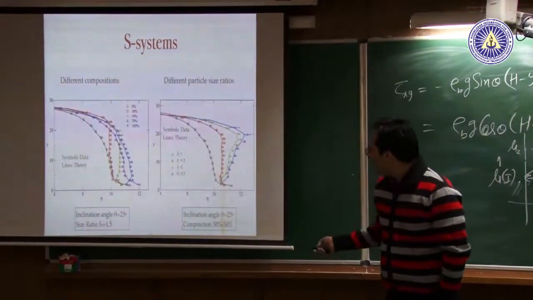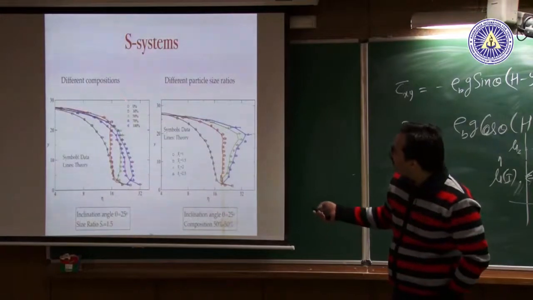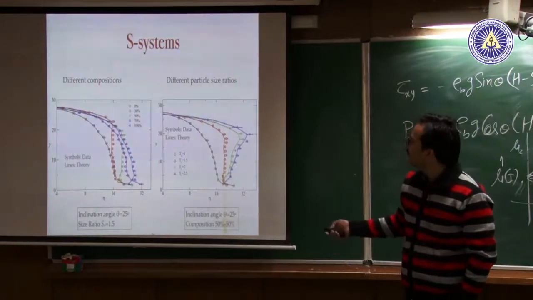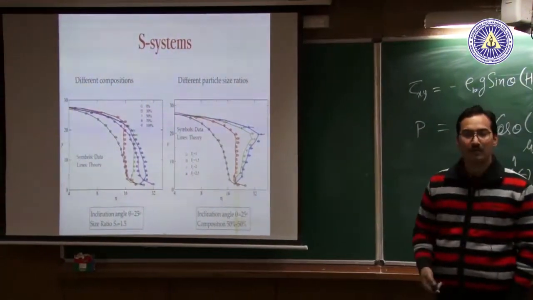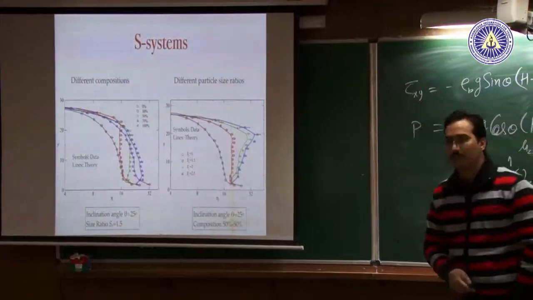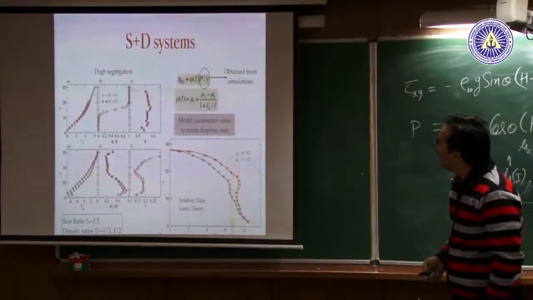So this is, for example, for different compositions. If you look at the viscosity variation, you see all sorts of funny things happening, different compositions, different size ratios, but it seems like the same parameters with generalized inertial number captures the rheology pretty well.